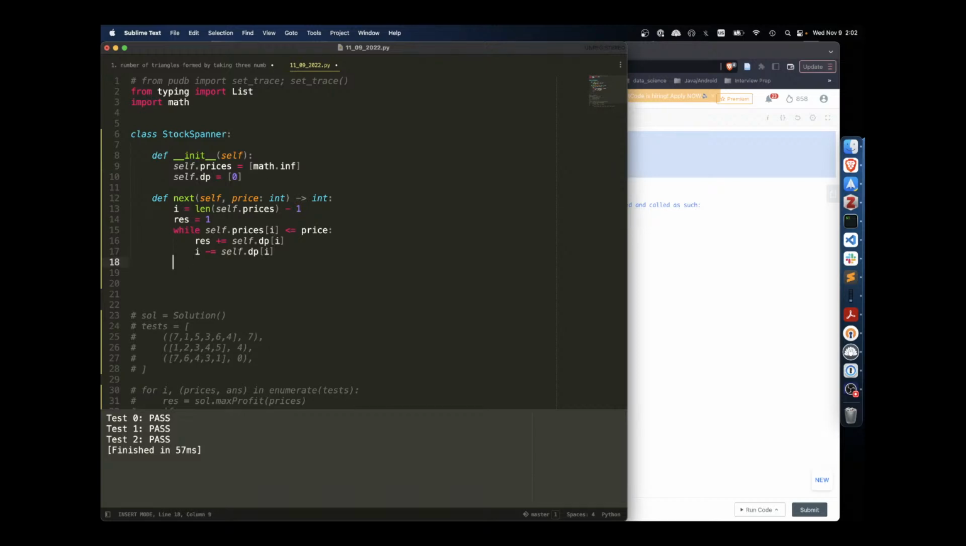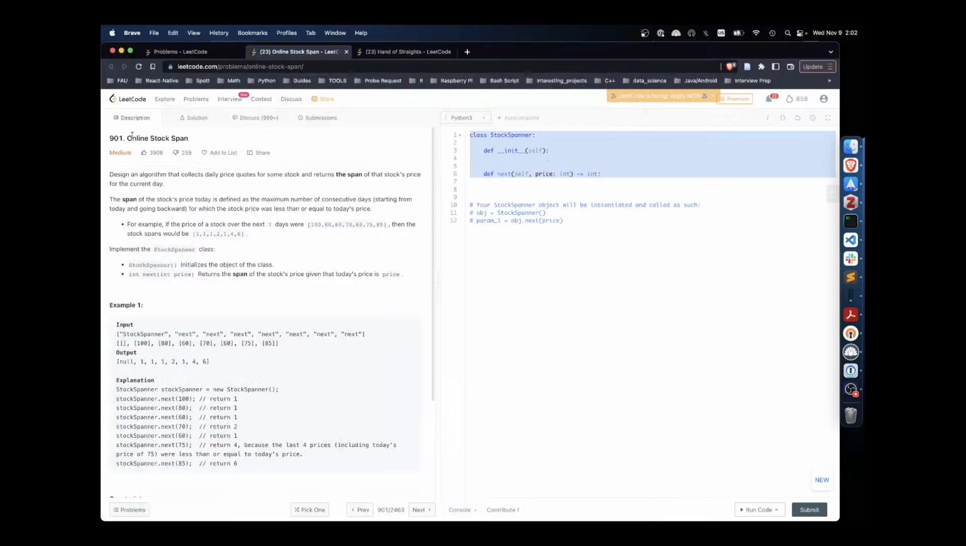Don't return yet. We'll say self.prices.append(price) and self.dp.append(res). Now we're going to return res. Okay, let's try this.